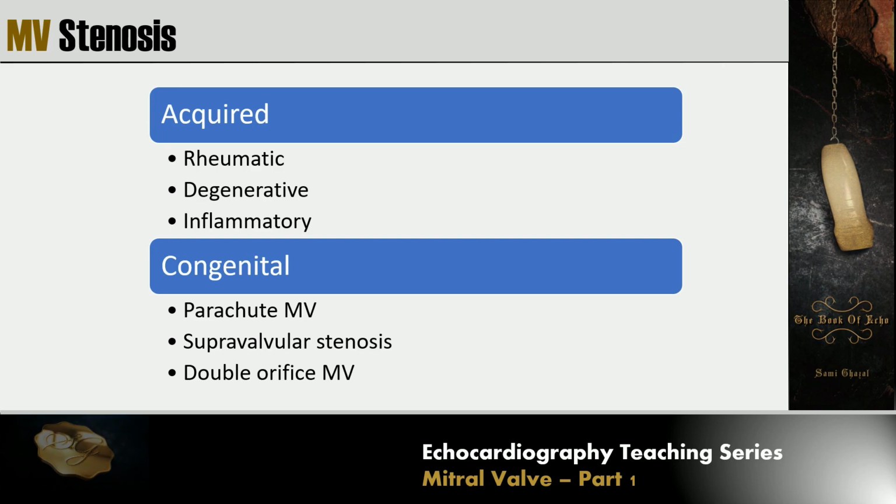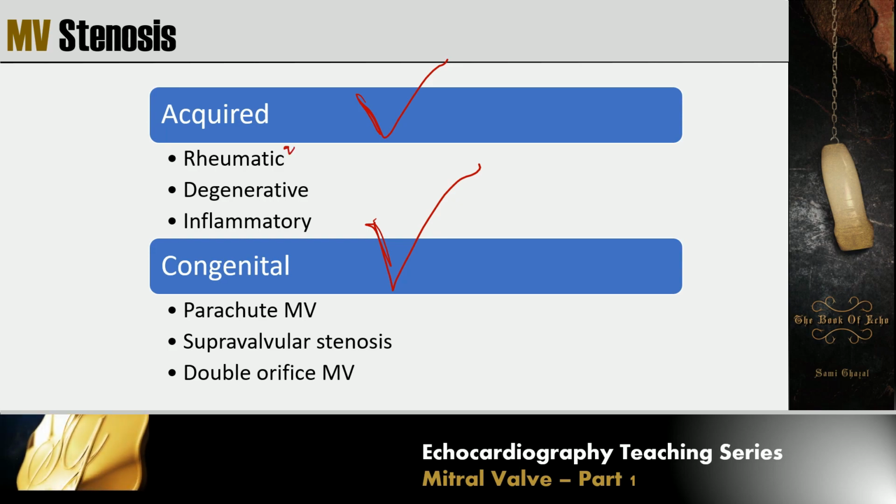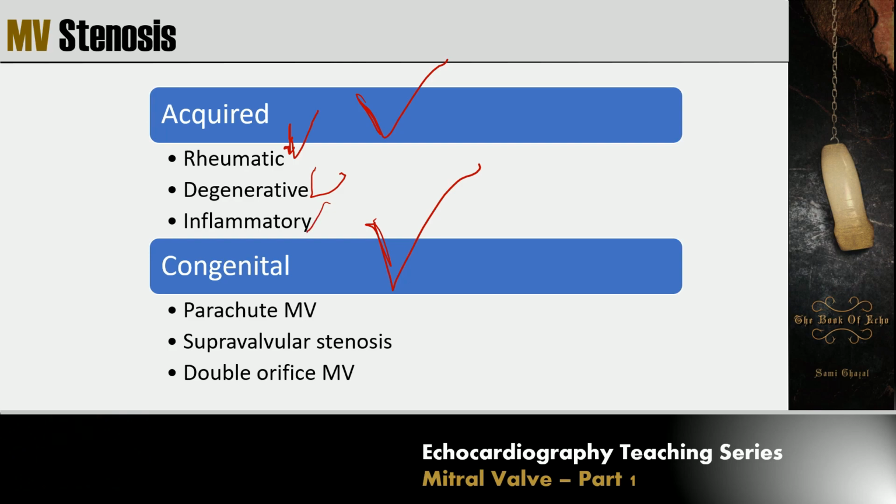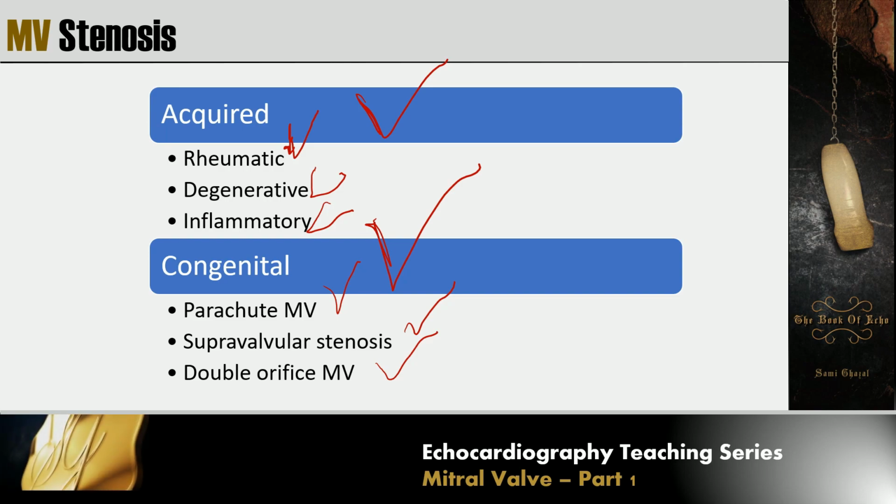So now we'll speak about mitral stenosis. And mitral stenosis, to make it easier, is divided into acquired mitral stenosis and congenital mitral stenosis. So the acquired, for example, we have the rheumatic, which is the most common. We have degenerative or age-related, and also inflammatory. In congenital, there is a parachute mitral valve, there is supravalvular stenosis, there is also double orifice mitral valve that we will speak on in detail in the coming slides.